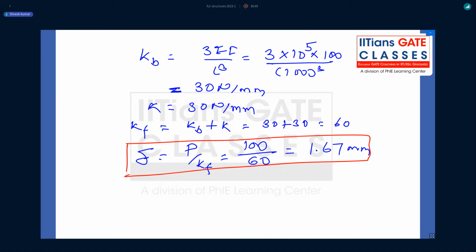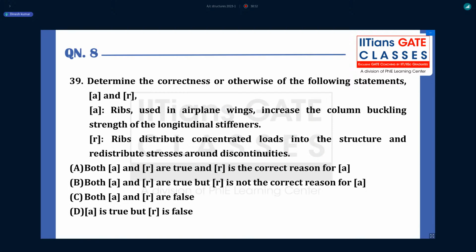Okay, so let's move to the next question, question number 39, and question number 8. It is again a thin walled structure question. Again, you should know this. I have covered it and kept one document also on the functionality and the load supported by different structural elements of aerostructure. So we all know, right?